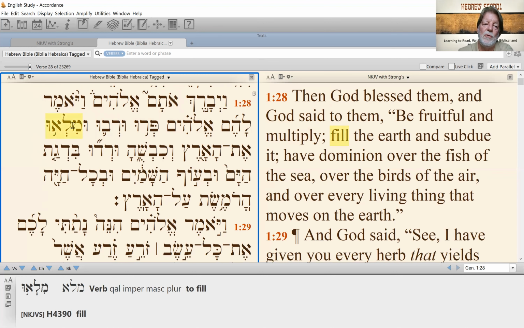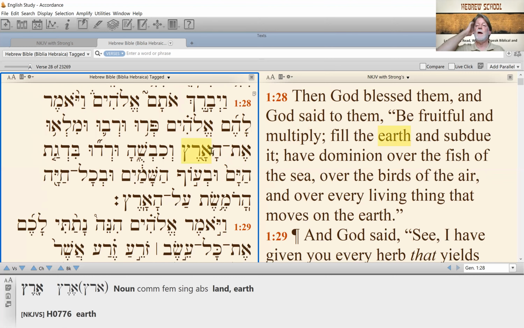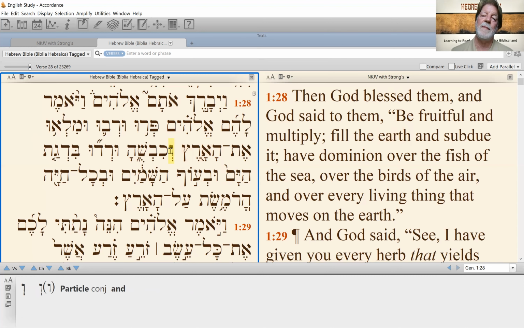Umilu et haaretz, and fill the earth. This is the same thing that God said to the botanical life, to the trees and the flowers and bushes and everything. He commanded them to be fruitful and multiply and fill the earth. Also to the animal creation, God commanded them to be fruitful and multiply. And here also he commands mankind to do the same.